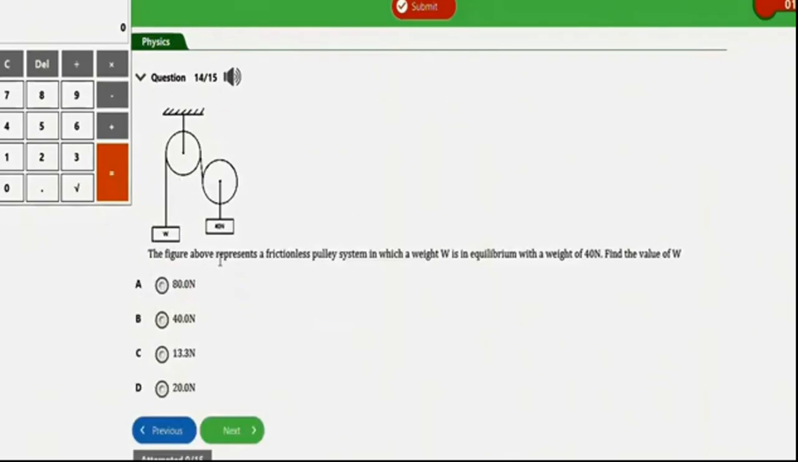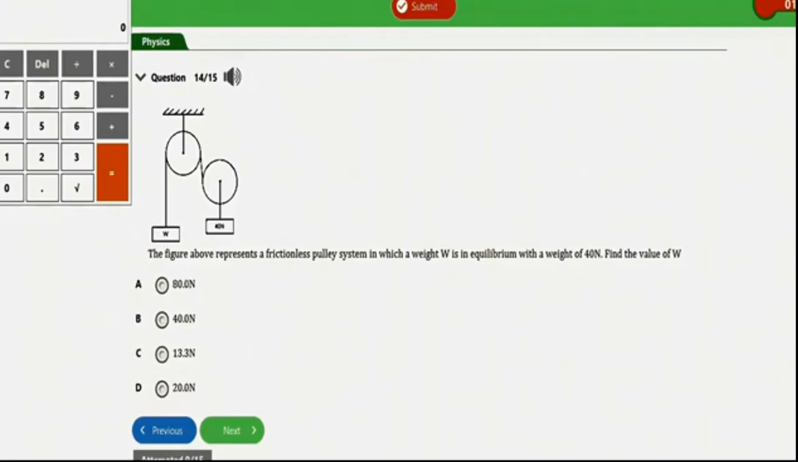It says the figure above represents a frictionless pulley system in which a weight W is in equilibrium with a weight of 40 Newton. Find the value of W. So for this question, to find the value of W, which is this side of this pulley system we have here, all you need to do is to multiply this 40 Newton by 2. So when we multiply by 2, we're going to have 80 Newton. That will be the value for this W here, 80 Newton. Okay, so that's it for this question.